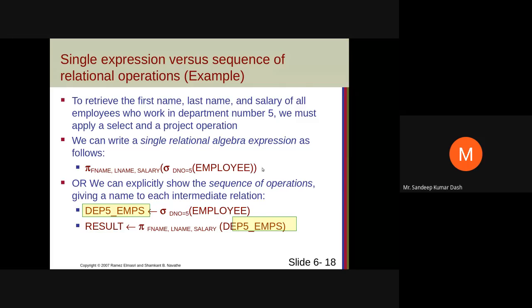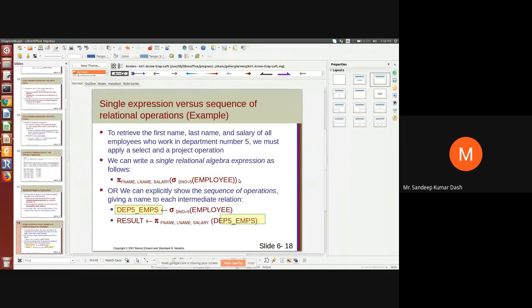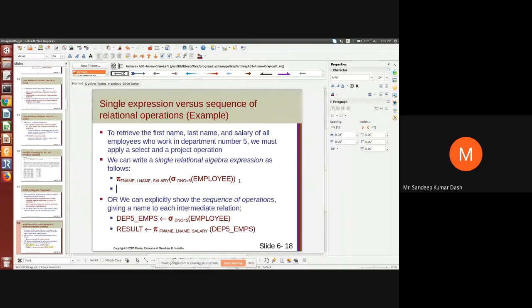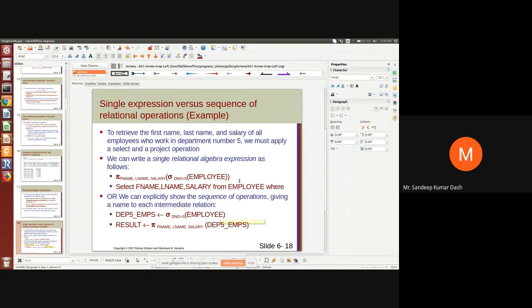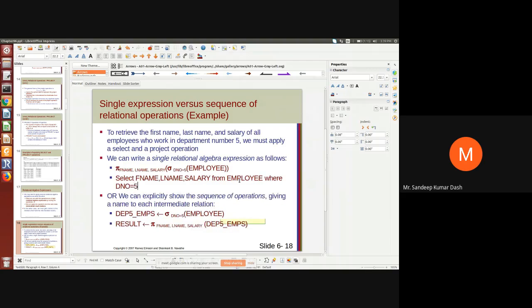columns. So if this should have been written in terms of an SQL query, how would it be written? Select F name, L name, salary from employee where department number equals 5.